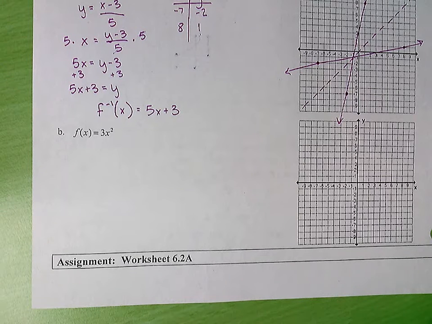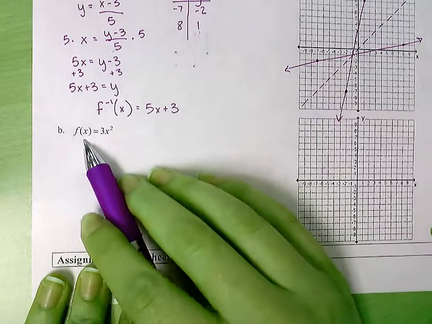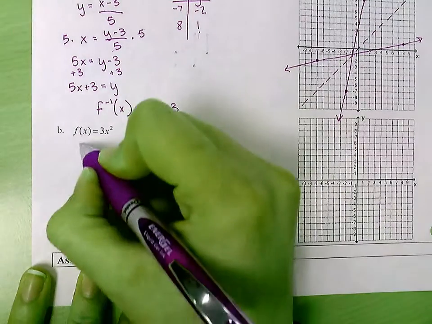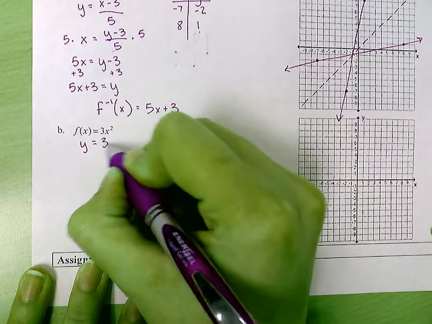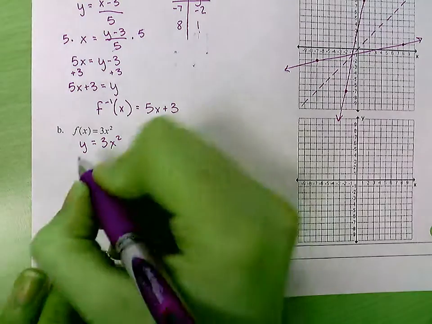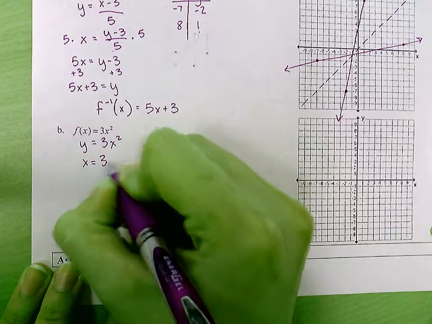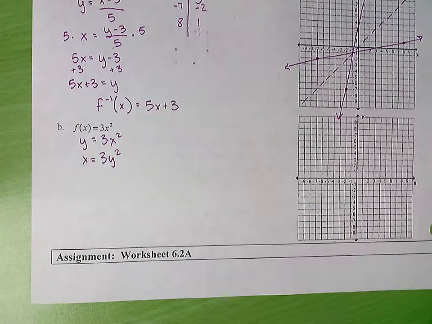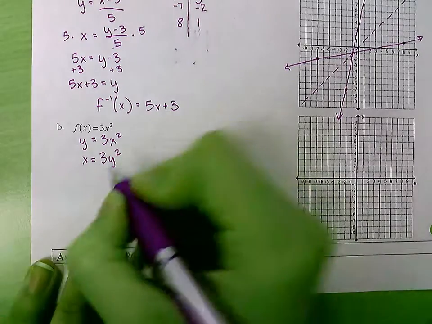All right, so we're going to do the same steps through part B. Okay? I have my original function. I'm going to change f of x to y. So I have y equals 3x squared. My next step is to interchange x and y. So y becomes x, and x becomes y. And now I want to solve for y. What should I do first? Don't take the square root first. Divide by 3.